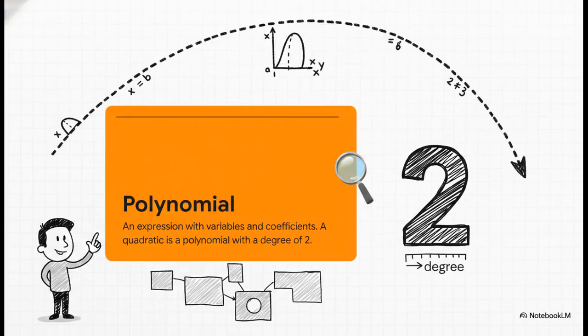Okay, before we launch, let's just make sure we're all on the same page with our components. The basic building block here is called a polynomial. It's just a fancy name for an expression with variables and numbers, like 3x squared plus 5x minus 2. Now, what makes a polynomial a quadratic is its degree. That's its highest exponent. If that highest power is a 2, then congratulations, you're officially dealing with a quadratic.